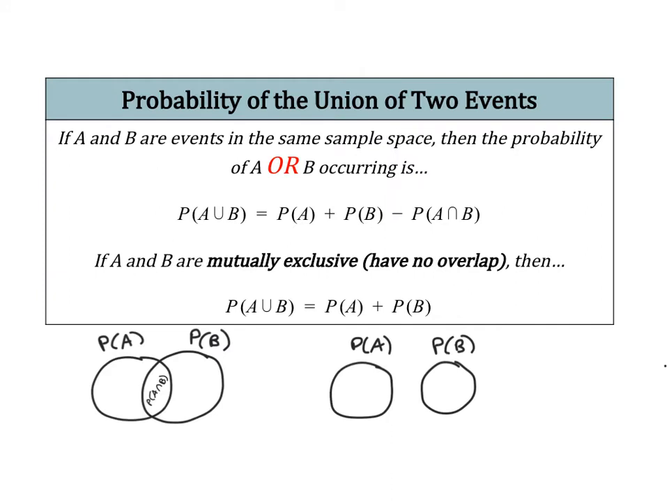Okay, so now we're going to talk about the probability of the union of 2 events, meaning that if the events are A and B, either A or B is occurring. Anytime you see "or," you essentially know that you're going to be adding up or subtracting probabilities. So once again, anytime you see "or," you're going to be adding up probabilities.